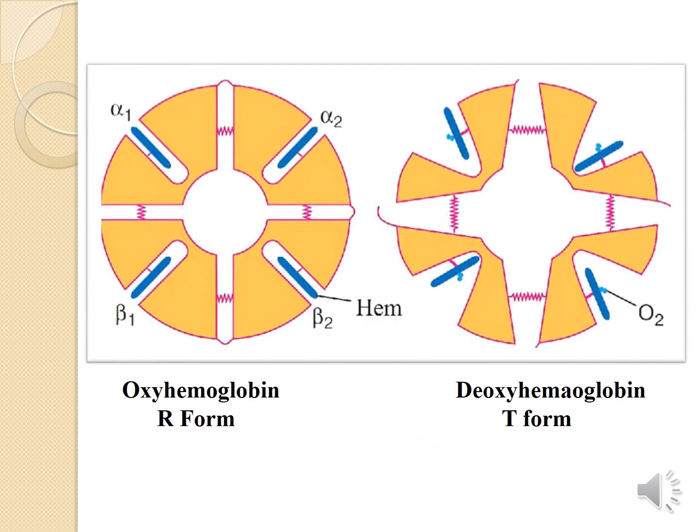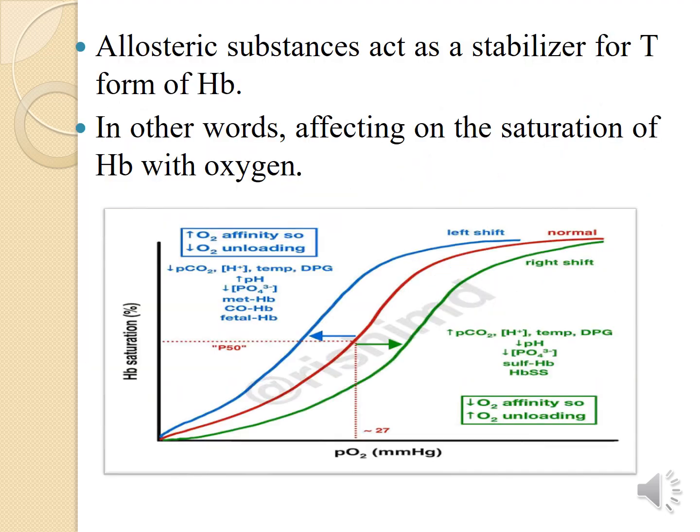This slide shows the oxyhemoglobin R form. The left-hand side picture and right-hand side picture depict the deoxyhemoglobin T form. T stands for tense and R stands for relaxed. Here, the allosteric substances act as stabilizers for the T form of hemoglobin, in other words affecting the saturation of hemoglobin with oxygen.